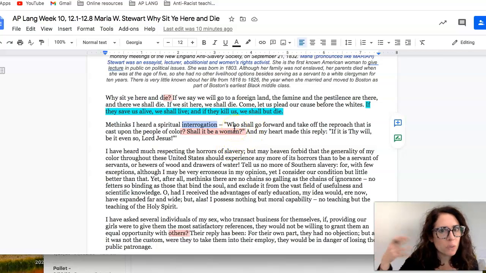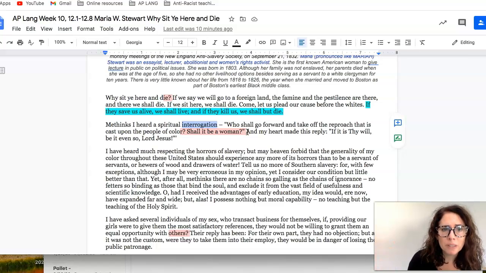So she heard this question, almost like coming from God, spiritual. A spiritual question that really got to her, really like an interrogator. Who is going to stand up and help alleviate the horrible problems of people of color? Shall it be a woman? It's almost like, oh, yes, it shall, right? That's what she hears. So that's what she's saying.